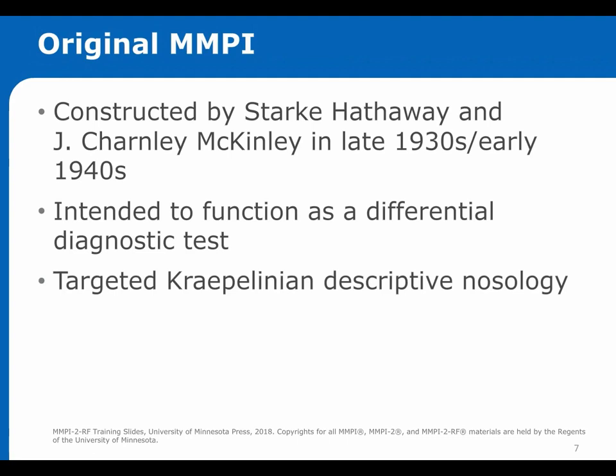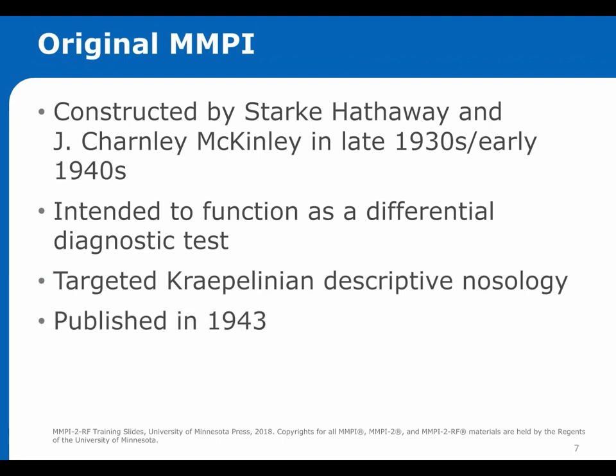Starting with a pool of well over 1,000 items, Hathaway and McKinley developed 8 scales that were intended to assess psychiatric diagnoses that were frequently observed in the hospital setting. These diagnoses were described in Kraepelinian nosology and included hypochondriasis, depression, hysteria, psychopathic deviance, paranoia, psychasthenia, schizophrenia, and hypomania.